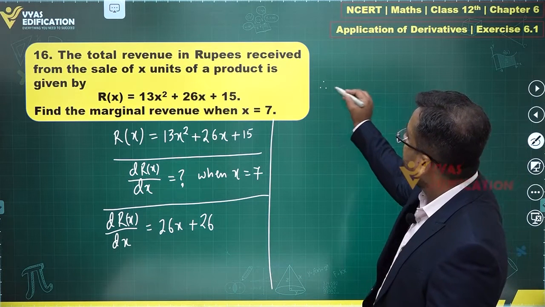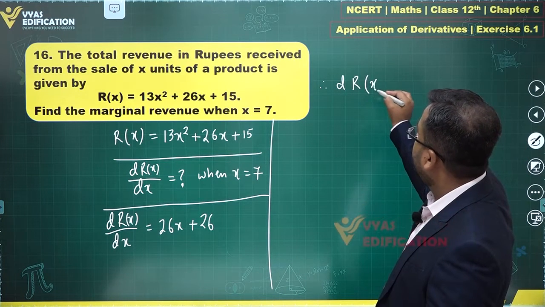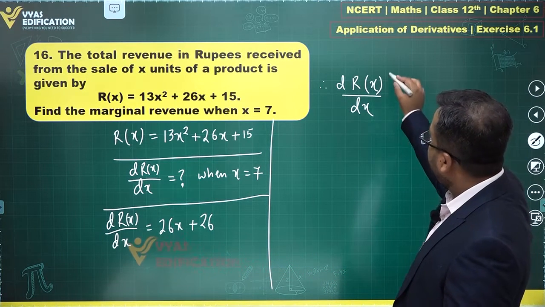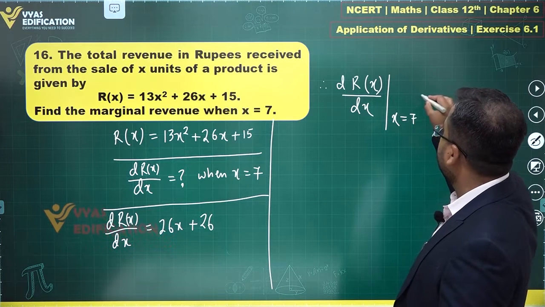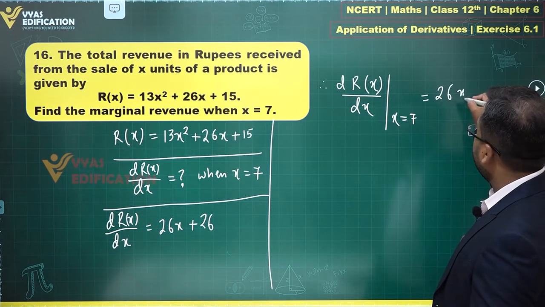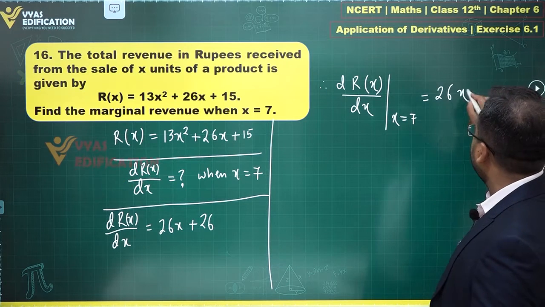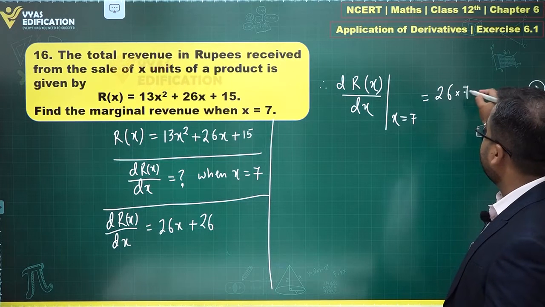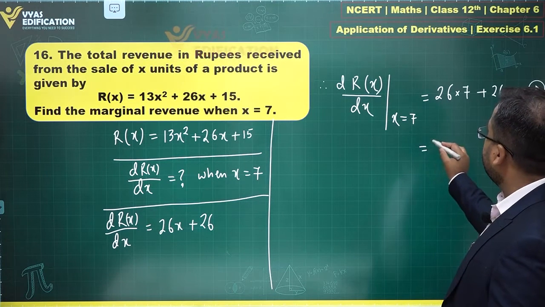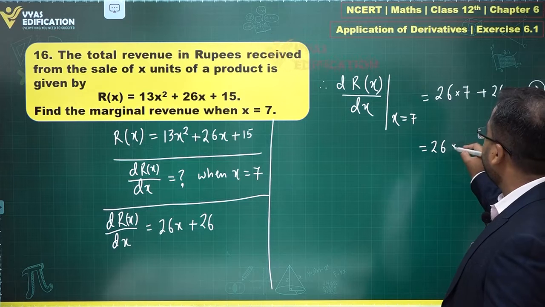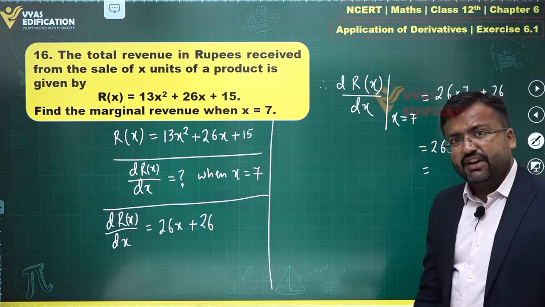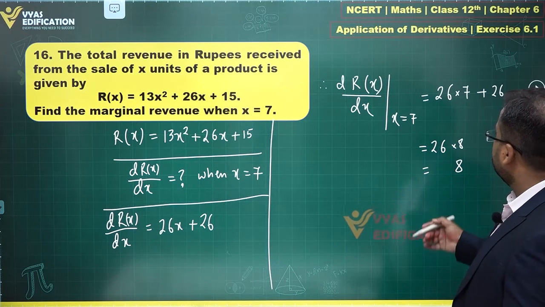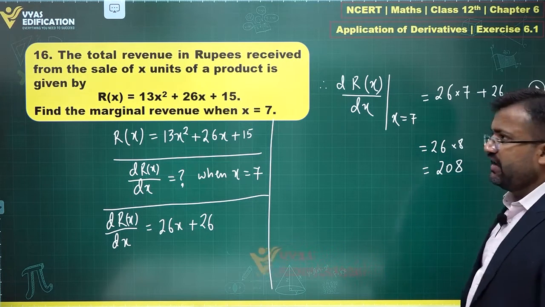And therefore dR(x) upon dx at x equals 7 will be equal to 26x, where the value of x has been substituted to be 7: 26 times 7 plus 26. You can take out a 26 common and what you get is 7 plus 1, 8. Let's find 26 times 8. 8 times 6 is 48, 8 times 2 is 16, and this will become 208.